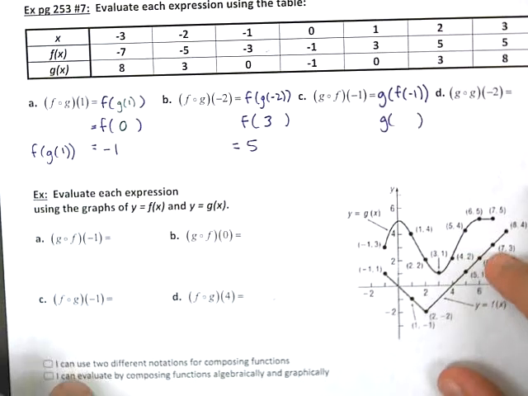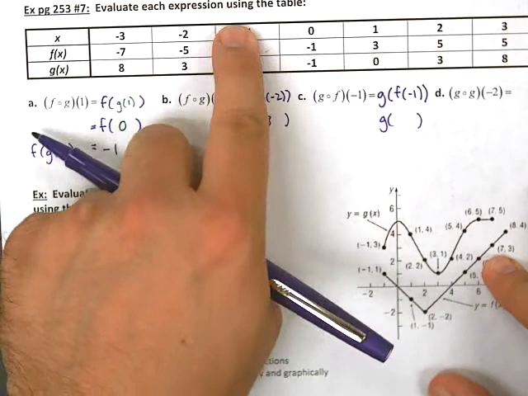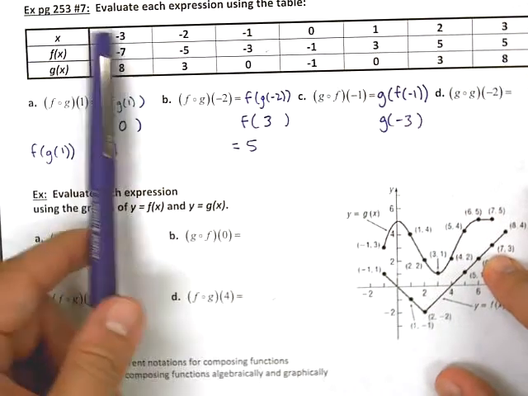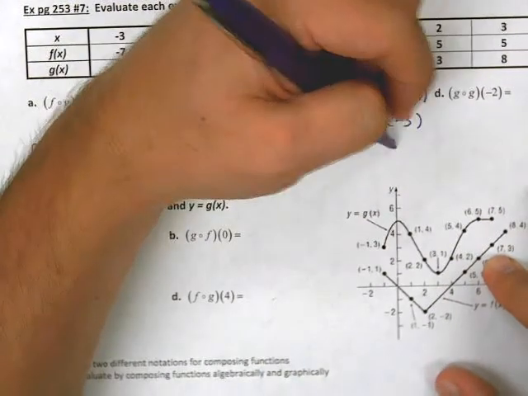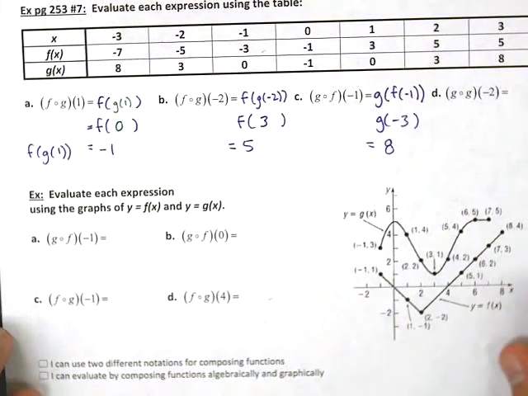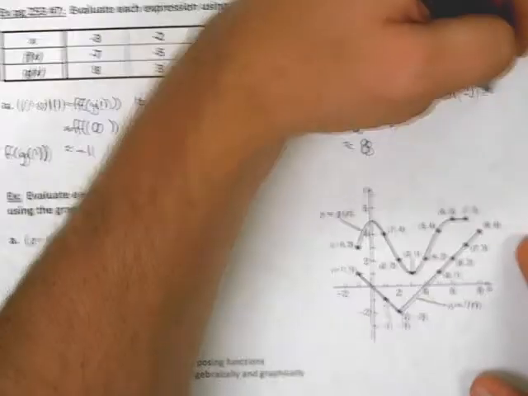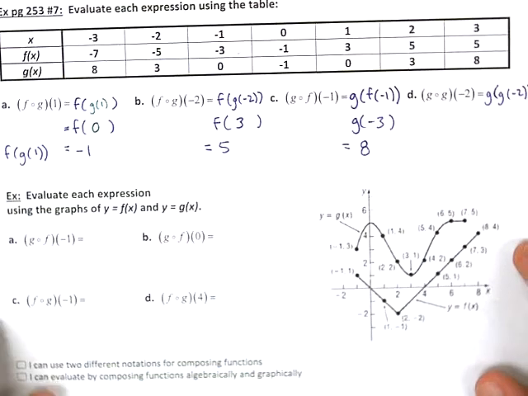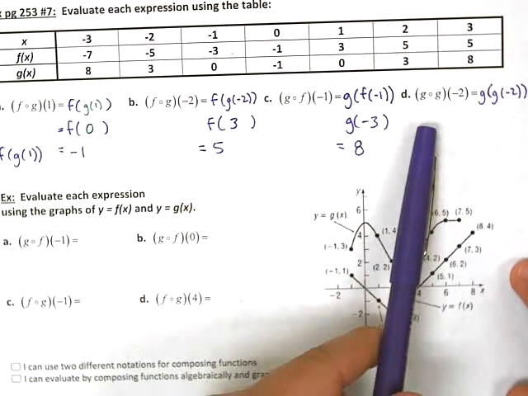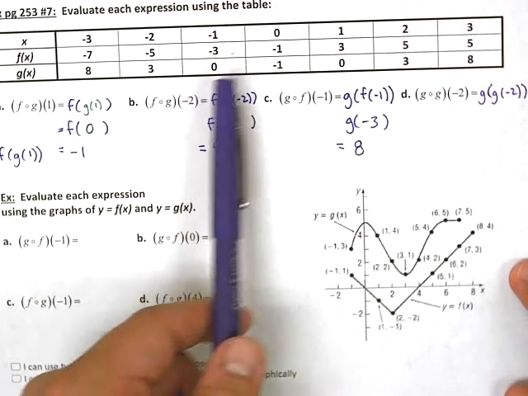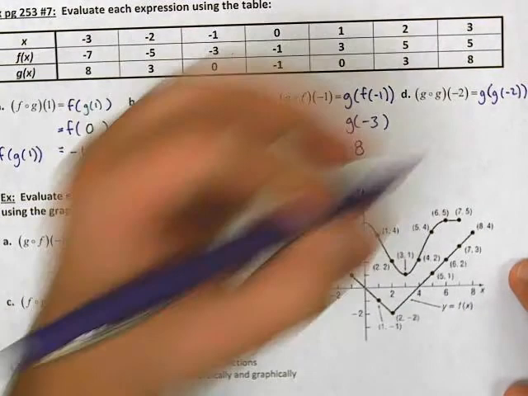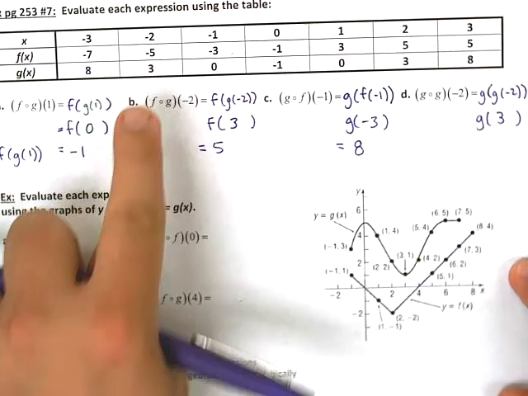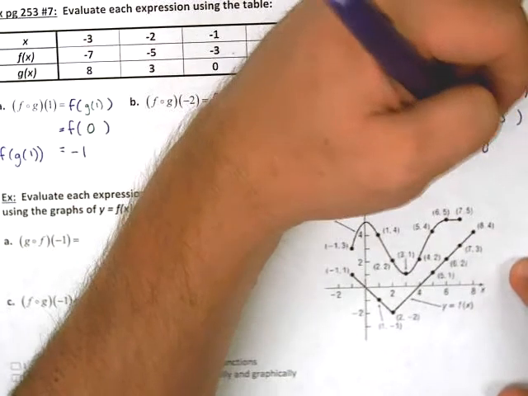g function, and now f of negative 1. Negative 1, plug into f, negative 3, and then g of negative 3 is 8. And lastly, we have g of f of negative 2. f of negative 2 should be a 3. So that's the input. And then g of 3 is 8.